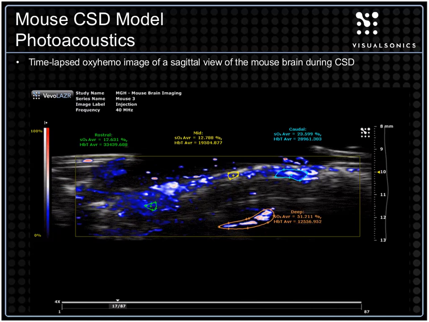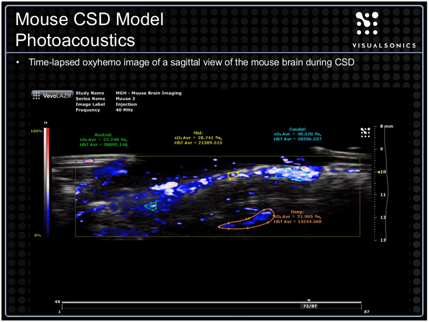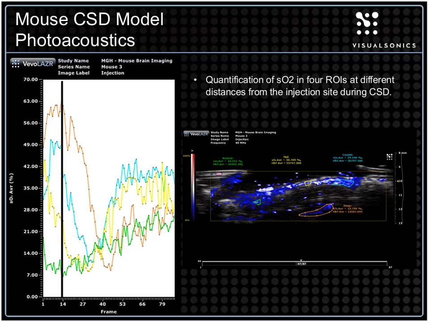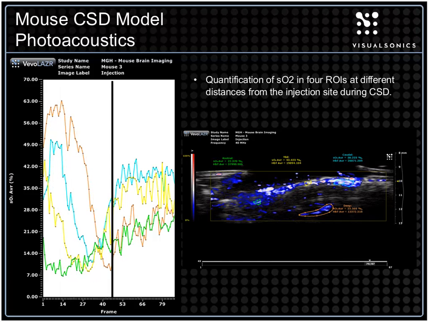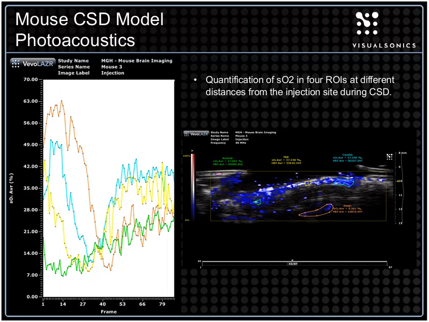So we drew several regions of interest at various distances from the initial injection site, which was up here. And then we can trace over time. We're looking at time on the x-axis down here. We can trace over time and measure the oxygen saturation. Just by looking at this trace, you can see that in some areas we have effects that occur very, very soon after the injection, and other effects that occur a little later. For example, this turquoise area here has a very sharp drop which occurs later than this yellow area, where the drop occurs a little sooner.